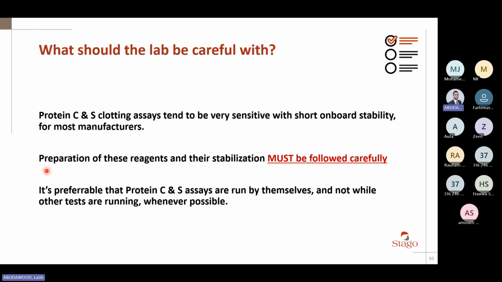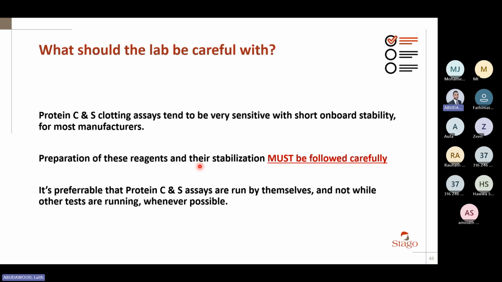And usually deficient plasmas have very short stabilities. The other point is that preparation of these reagents, at least in Stago's case, is very, very important to be followed exactly as Stago says in the IFU. So for protein S and C, for example, the stabilization time is 1 hour. If you do stabilization time half an hour or 45 minutes, your results are likely to be very bad. Okay. The incubation also is very, very important in these assays, the clotting protein C and S. Even a few seconds of difference in the incubation of a sample can cause the results to be bad.